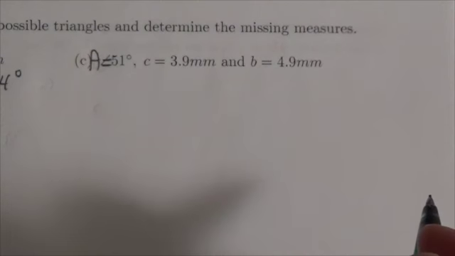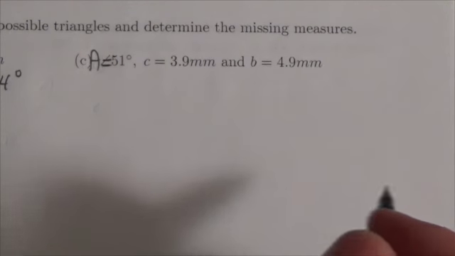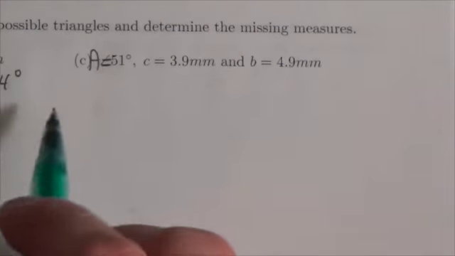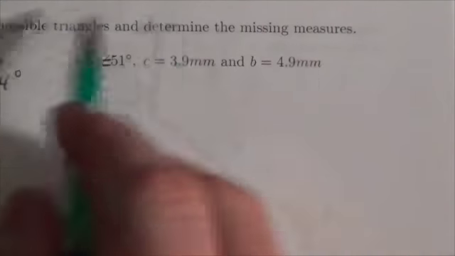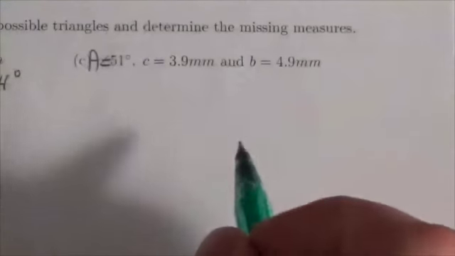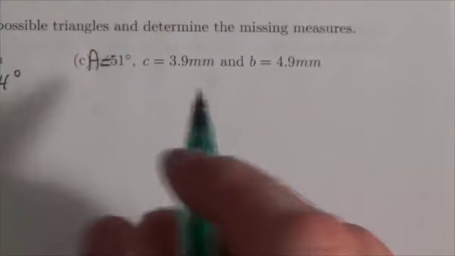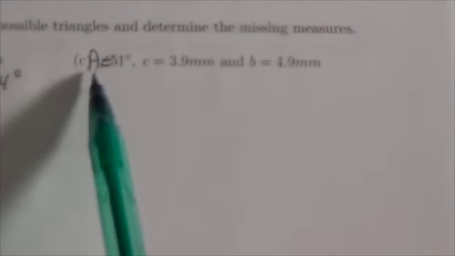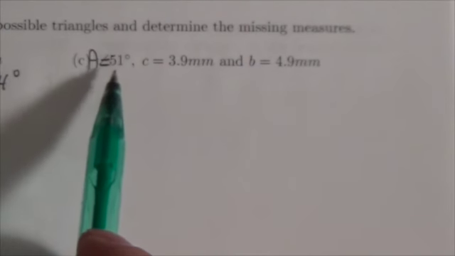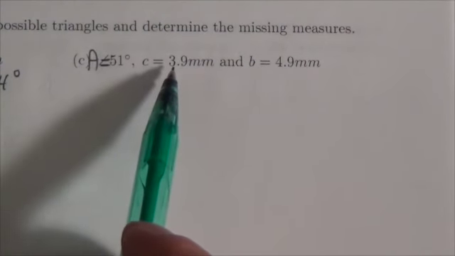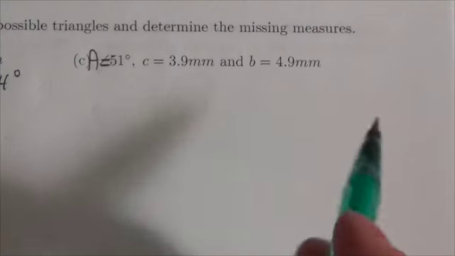Okay, hi everybody. This is the Math 20-1 Trigonometry review. This is question 33C. We're supposed to figure out basically everything that's missing about this triangle here, if there's just one triangle. Now, this has been cleared up, but you're not going to see it right now. Angle A is supposed to be 51, and then C is 3.9, and B is 4.9.